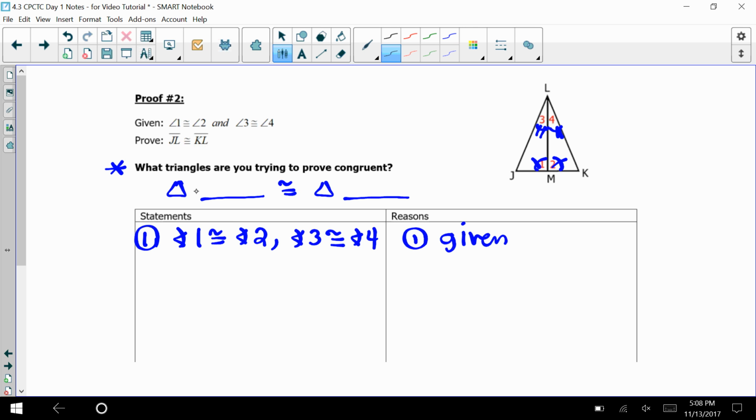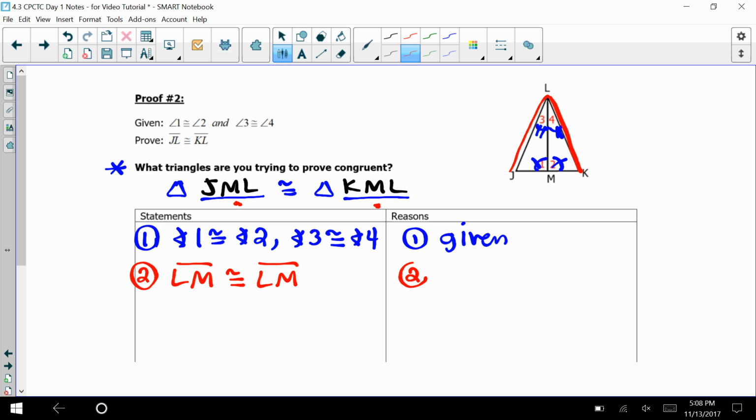So the two triangles we're trying to prove congruent are JML and KML. That's what we're trying to prove congruent, because these parts, JL and KL, are part of these two triangles. So we need to prove those triangles are congruent. Now, we also have LM is congruent to LM. That's how we can prove these triangles congruent, knowing they have a shared side. Here's the reflexive property.